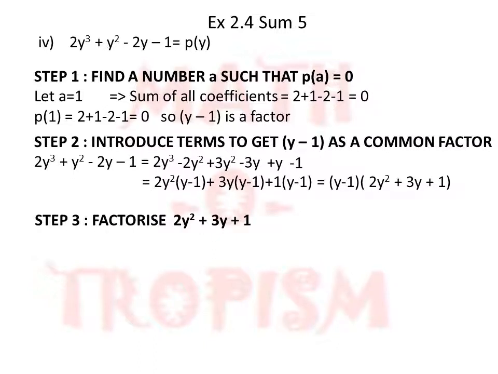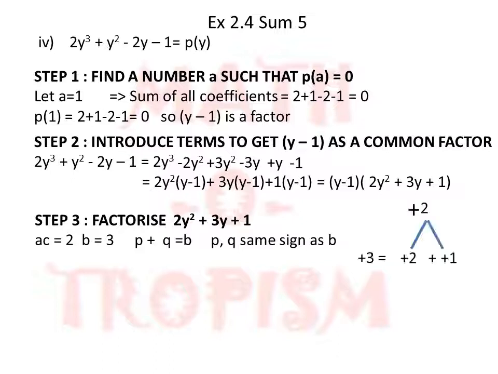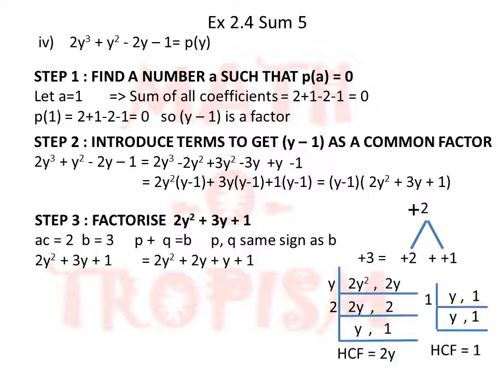Now I need to factorize the quadratic polynomial 2y square plus 3y plus 1. So a is 2, b is 3, and since AC is positive, both my factors will be added to give the middle term B, and both will be of the positive sign as B is also positive. So 2 can be split into 2 and 1, so that when I add 2 plus 1 it gives me 3. So my 2y square plus 3y plus 1 is equal to 2y square plus 2y plus y plus 1.